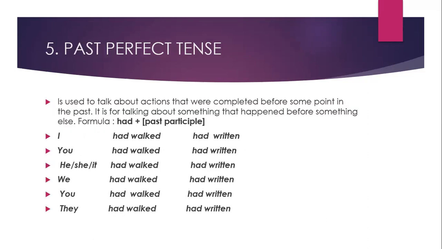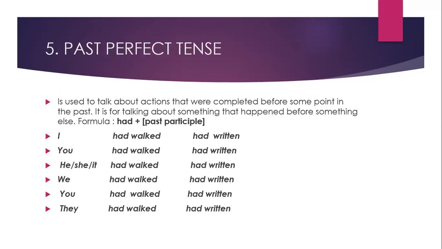Then we have the past perfect tense. This one is used to show something that was completed before some point in the past. Okay, so it is completed. It is for talking about something that happened before something else. So something happened before something else happened. And what happened first, that has ended, is what we express by using the past perfect tense.